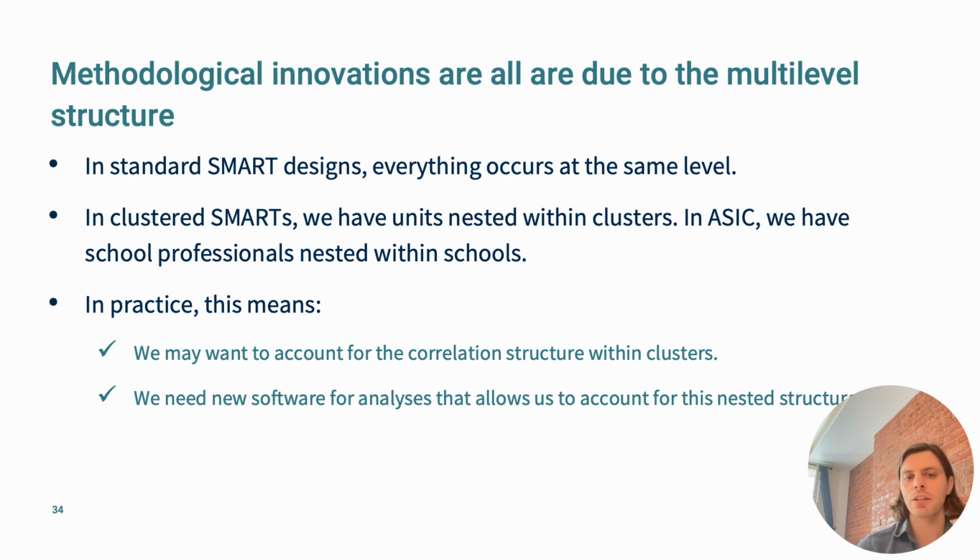And all of these innovations are needed due to the multi-level structure of our data. So in standard SMART designs, everything's occurring at the same level. We have the treatments provided at the same level as the randomizations, at the same level as the outcomes, etc. But in clustered SMARTs, we have units nested within clusters. So in ASIC, we have the intervention and the randomizations at the school level, but our outcomes are at the cluster level, school professionals nested within schools.